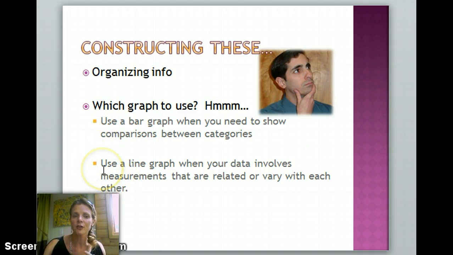You're going to use a line graph when your data involves measurements that are related or vary with each other. Okay, so when you're measuring something, maybe you're measuring the temperature of the water in the summertime from 9 a.m. to noon, and every hour you're going to measure that water, okay? And you're going to measure that temperature, and that would be something you would plot on a line graph. And then you can show that as the time goes by, your water probably heats up in the summertime, okay? So that is something that you'd use a line graph for when it involves measurements that are related or vary slightly with each other, okay? So line or bar graph, think about those two.